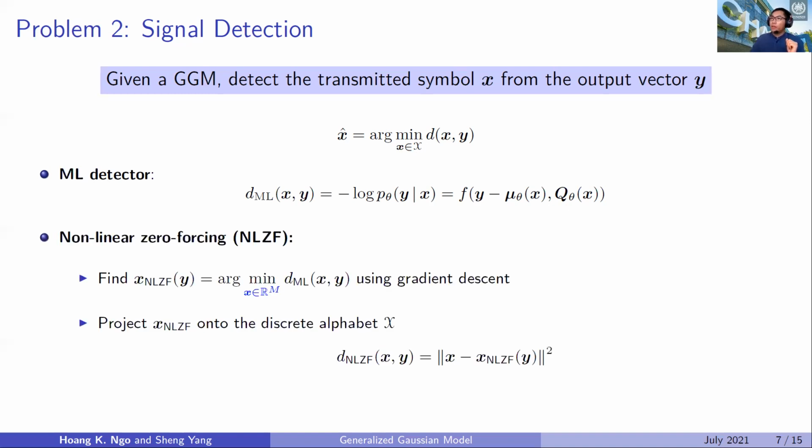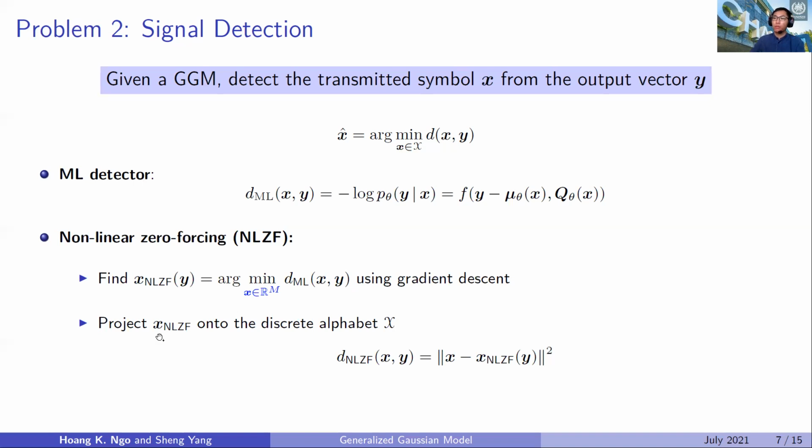Well, a challenge in the ML detector is that doing an exhaustive search over the constellation can be infeasible if the channel dimension is large. So in order to deal with this, we consider a version of the zero forcing that we call nonlinear zero forcing. In the first step, we relax the discrete constraint on the constellation, and we minimize the ML detection metric over the complex vector space. And this can be done using gradient descent.